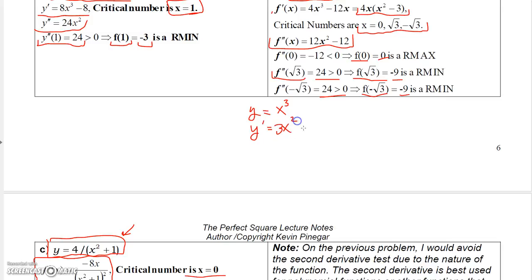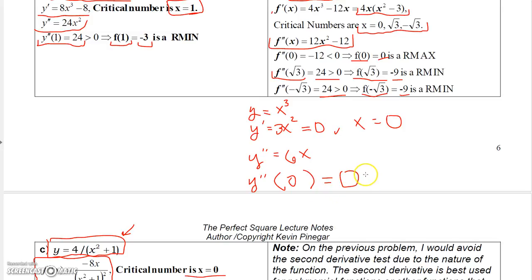Okay? Now, that would equal 0 when x is 0. So that would be your critical number. Well, then the second derivative would be 6x, right? But if you evaluate the second derivative at this critical number, you're not going to get a positive or negative value. You're going to get 0.